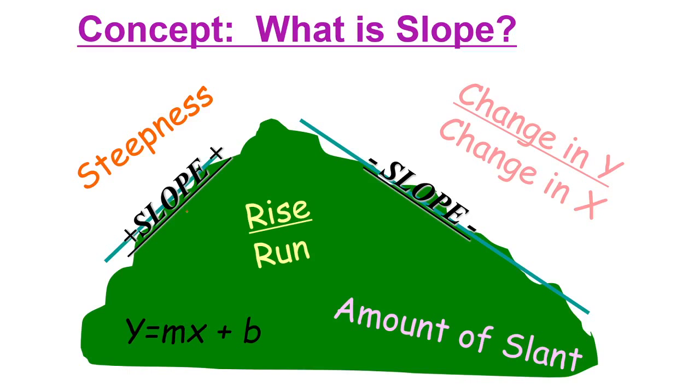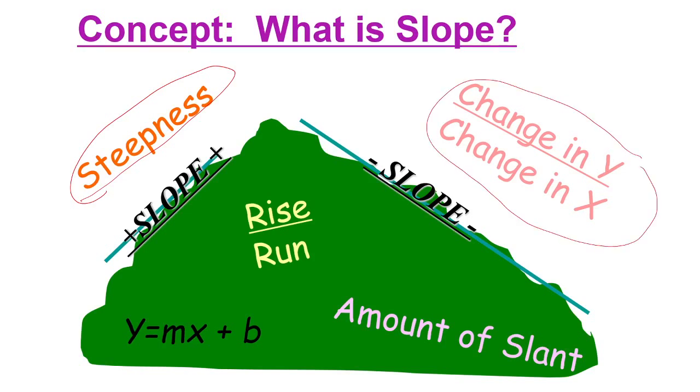Look at it here. There is a word, steepness. There is a change in x over change in y, or change in y over change in x. You have here a positive slope. You have here another slope. You have a rise over run, the amount of slant. Yeah, we have here this equation.